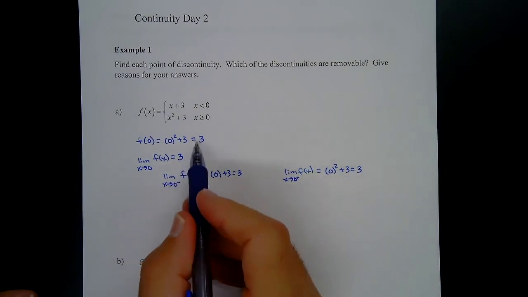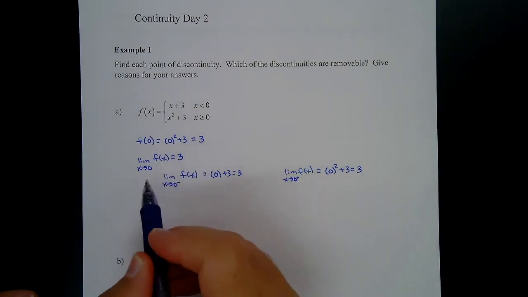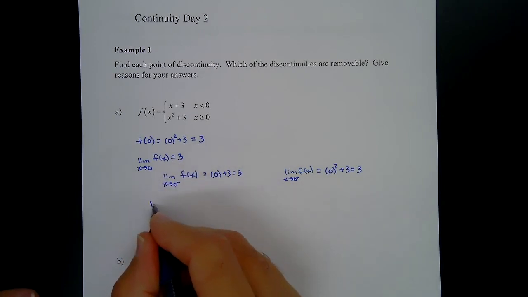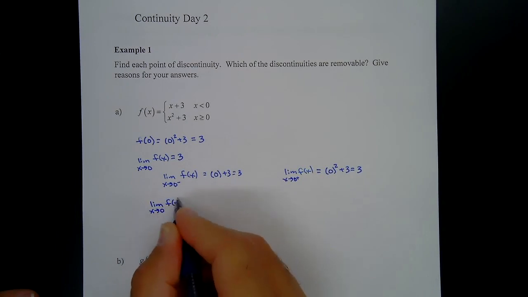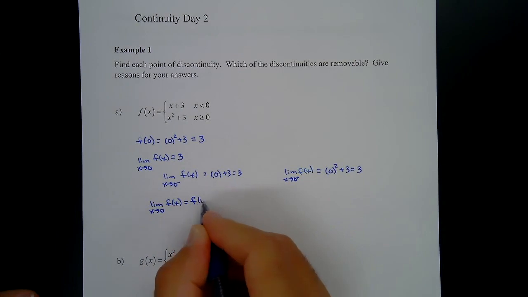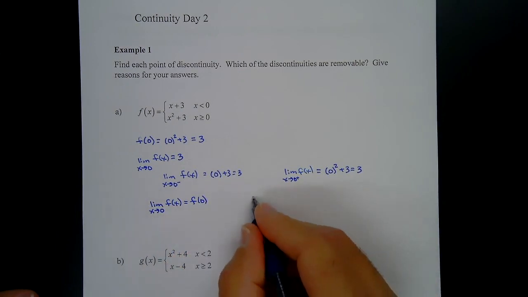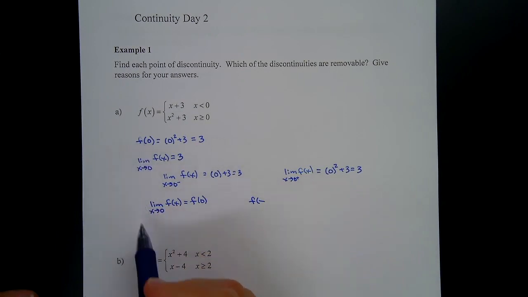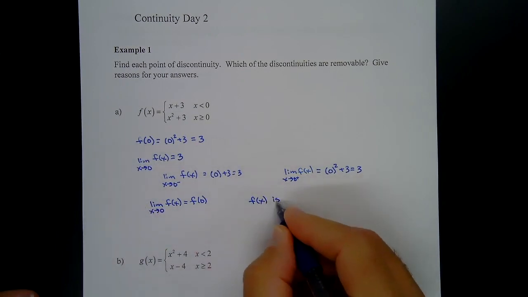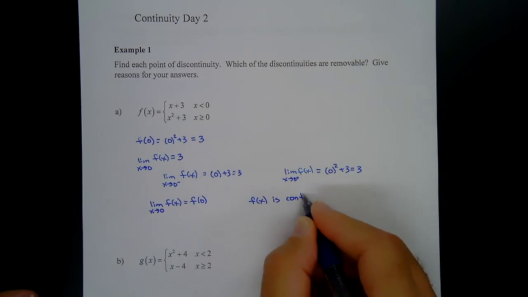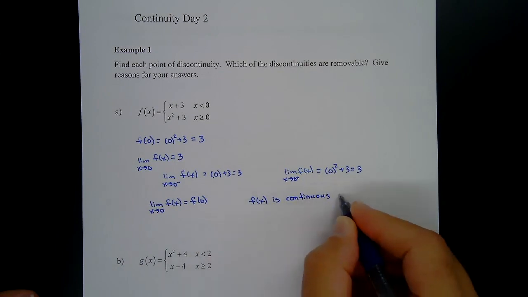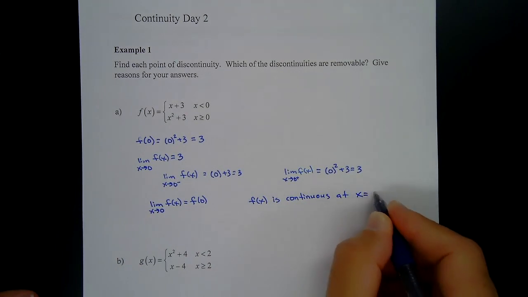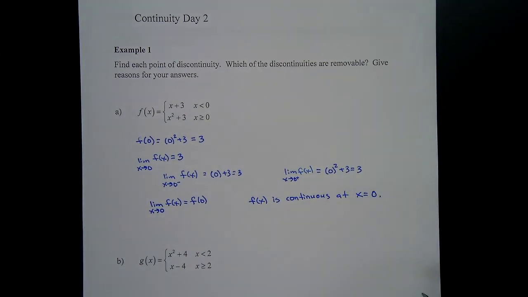And the function at x equals 0, the function is 3, and the limit is 3. So we would say the limit as x approaches 0 of f of x is equal to f of 0. So we would say here f of x, because it meets the 3 criteria, is continuous at x equals 0. So this function doesn't have any discontinuities. All right, let's go to the second one.